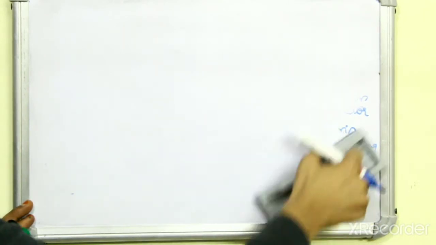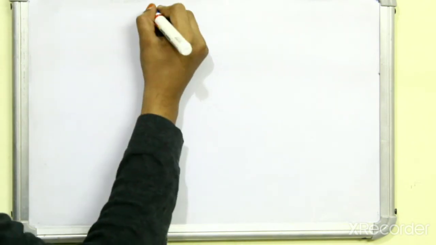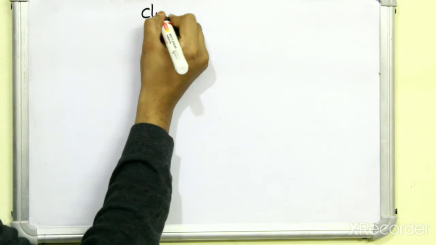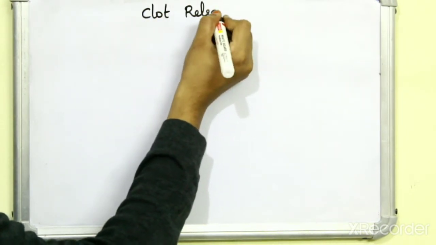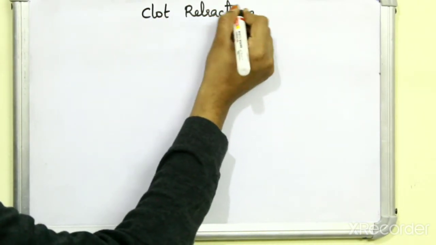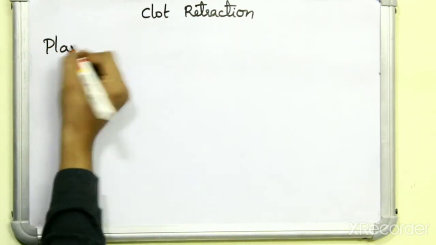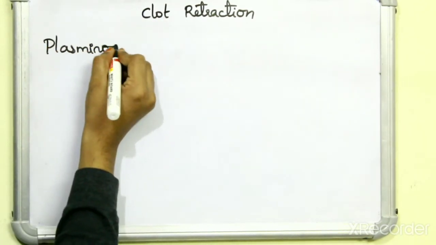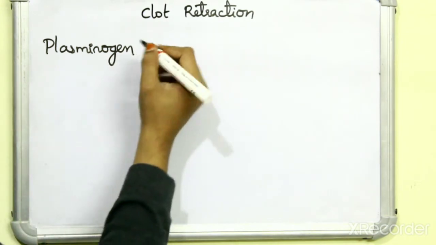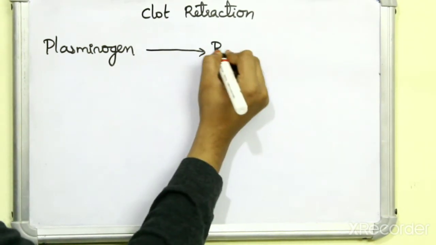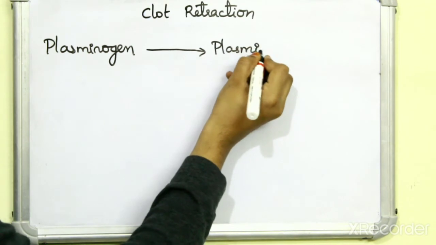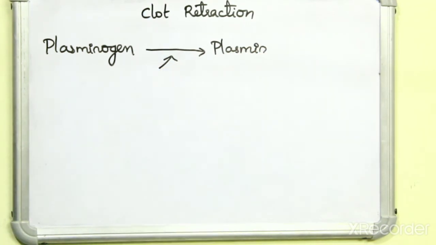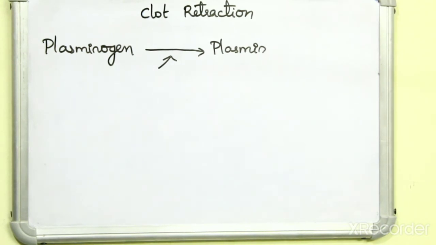Now the damaged part is done, and the clot has to be removed. The process of removal of this clot is known as clot retraction. That is removal of the clot from that region. Clot retraction will include an inactive form, that is plasminogen. This plasminogen is usually present along with the platelets. This plasminogen is converted into the active form plasmin in the presence of several factors.